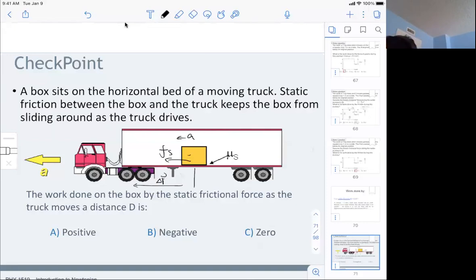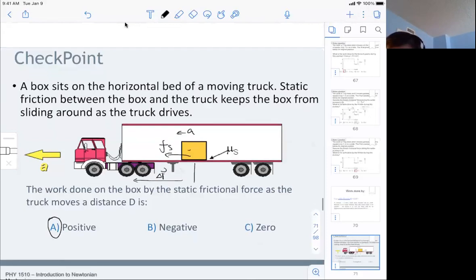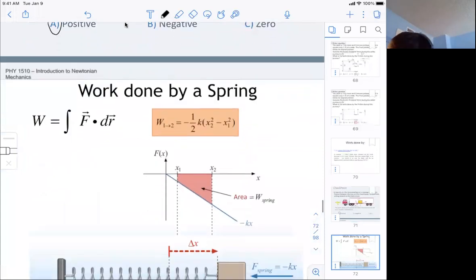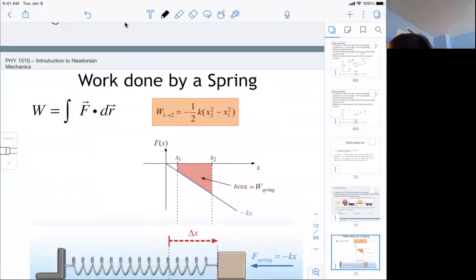So the work done by static friction is positive in this case. So static friction can do work. So that's a counterexample to the statement by the student, which was given. So so far we have done work done by gravity, kinetic friction, and static friction. Now let's look at work done by a spring force.